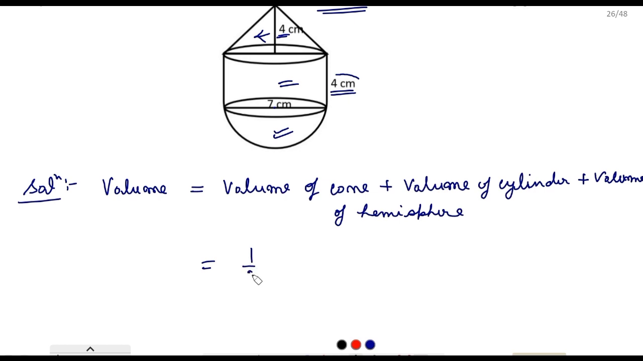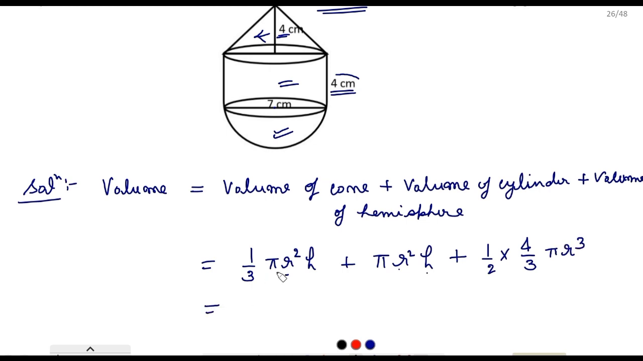Volume of cone is 1 upon 3 pi r square h and volume of cylinder is pi r square h. R and h are the same for cone and cylinder, and volume of hemisphere will be 1/2 of 4 upon 3 pi r cube. Now r is 7 centimeters and h is 4.